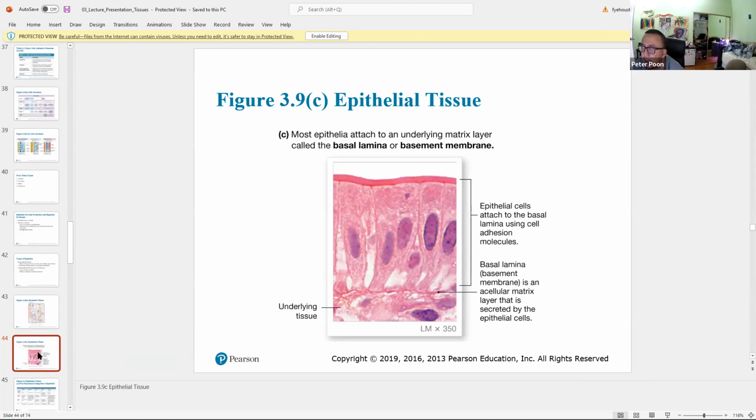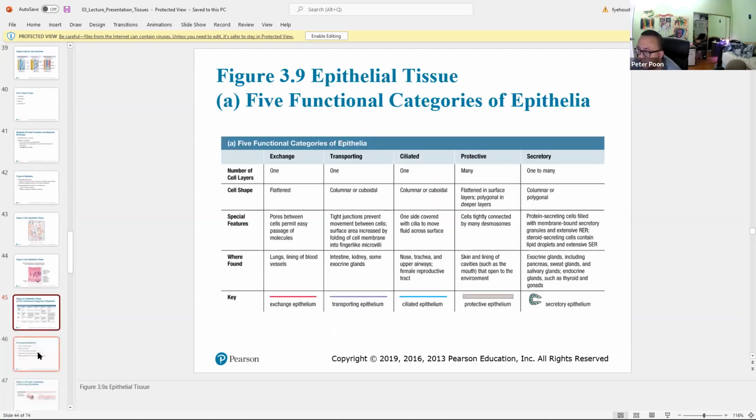Epithelial cells always attach to something called a basal lamina through cell adhesion molecules, CAMs. So what you are responsible for is this chart, the 5 different types of epithelium based on function.